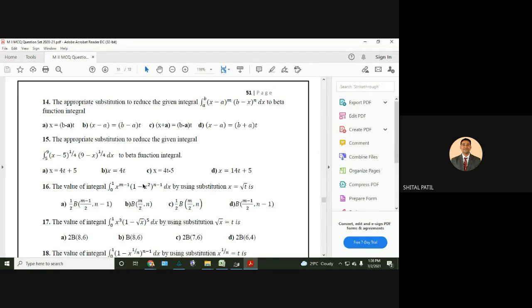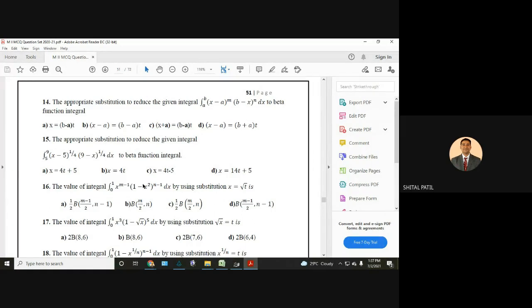Okay. Question number 15, the appropriate substitution. So use the same formula. T equal to x minus a, so x minus 5 divided by b minus a. So 4. T equal to, which option is correct? Next. Minus 2. Correct. Question number 16 we will solve.